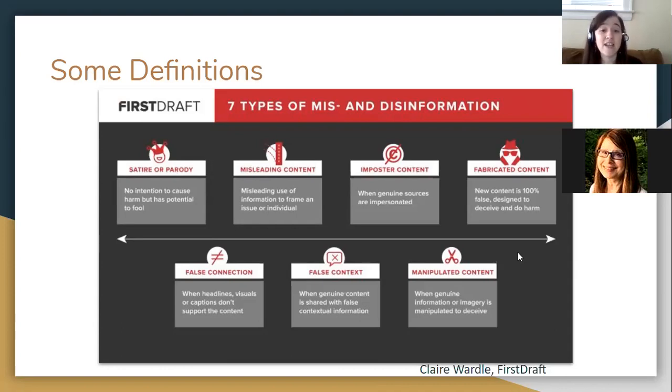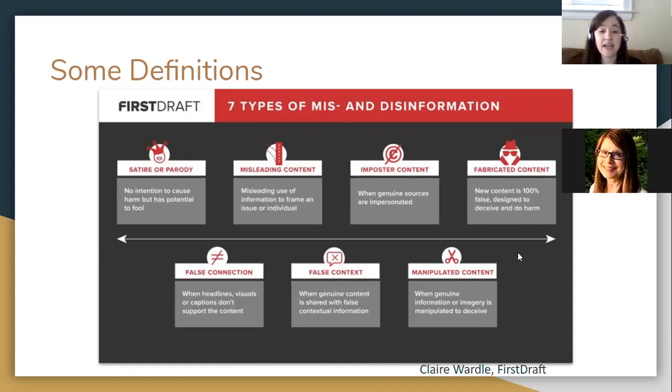Then there's misleading content. It could be accurate information, but it's being framed in a way that misleads the readers. That's fairly common. Then we have imposter content. That's when real people are impersonated. So on social media sites like Twitter, when you have someone who is pretending to be a famous person or a politician or someone that others will recognize, and they're saying things as that person, that would be misinformation. Then there's fabricated content, which is really just 100% made up, designed to deceive and do harm. That really is just totally false.